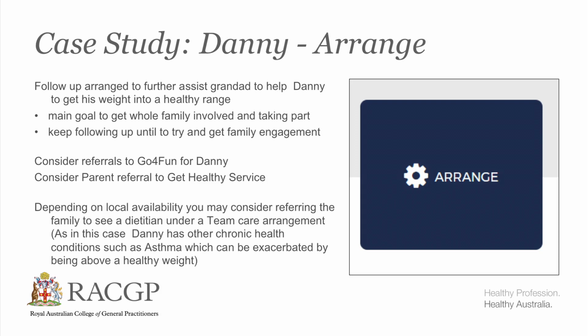We considered referrals such as Go for Fun for Danny and the Get Healthy service, which provides advice and support for his parents and family. In this case, we see that Danny has chronic asthma, so he would be eligible for a team care arrangement and a GP management plan. We were able to arrange this for him and provide referral to our dietitian, who was part of our care team, who could then provide even more advice and follow up with the family.